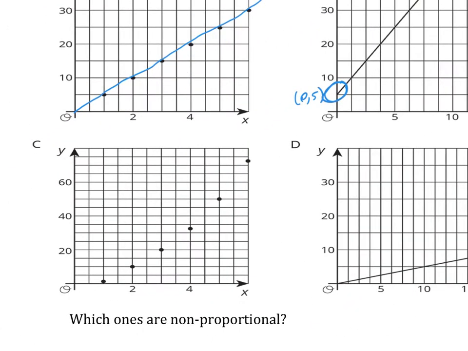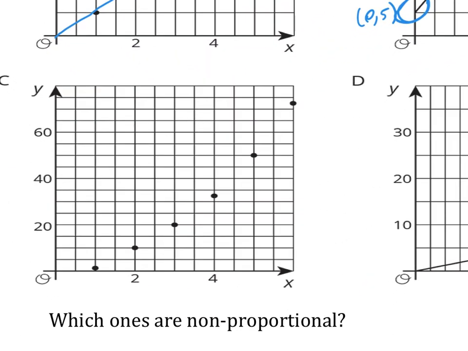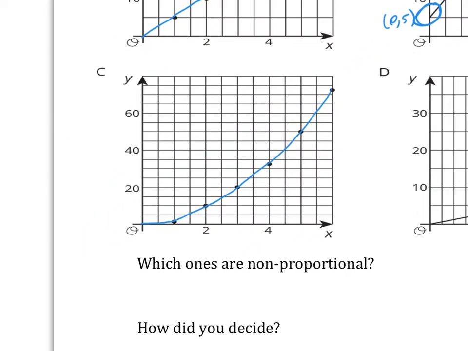If I take a look at C, again, I have some discrete points that are not connected by a line, but I could go ahead and connect these. And when I connect them, I notice it is actually more of a curve than a straight line. So since it is not a straight line, we would say it is not proportional.